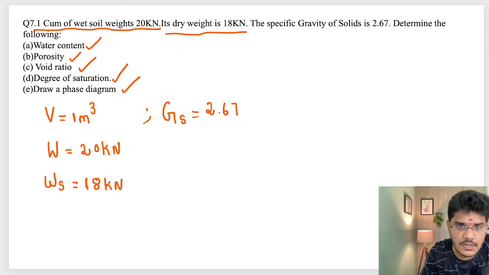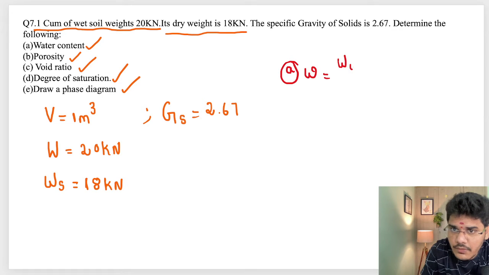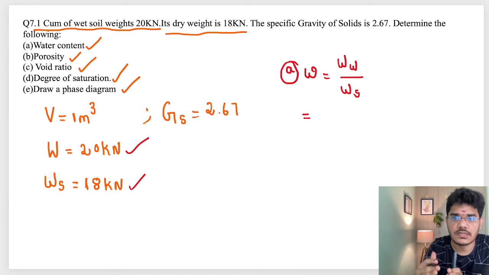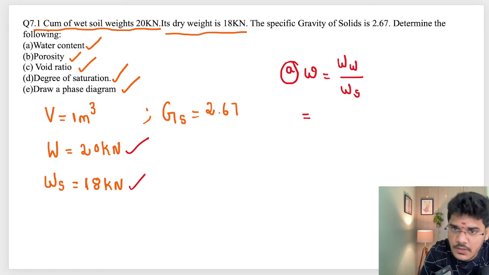Now we'll start with water content. What is the formula? Water content is equal to the weight of water to the weight of solids. How do we get the weight of water? The total weight and the weight of solids are given. Total weight minus weight of solids is nothing but weight of water. So I am replacing those things here.